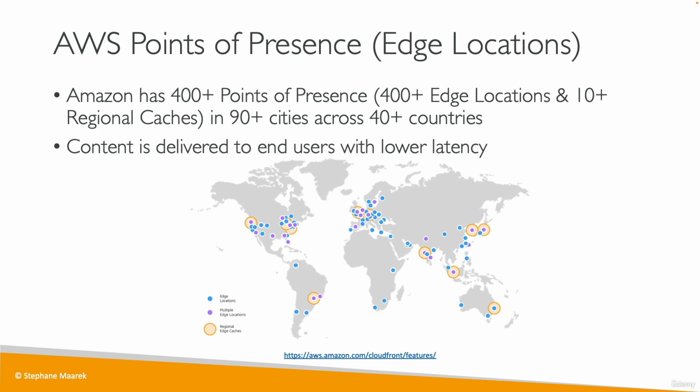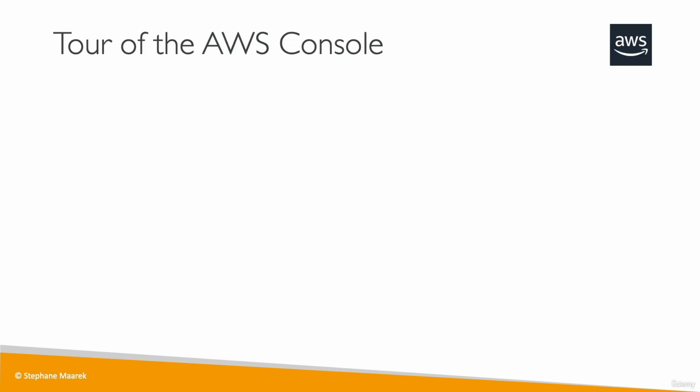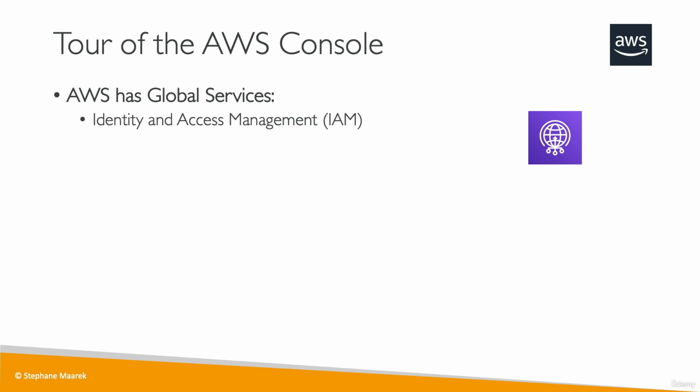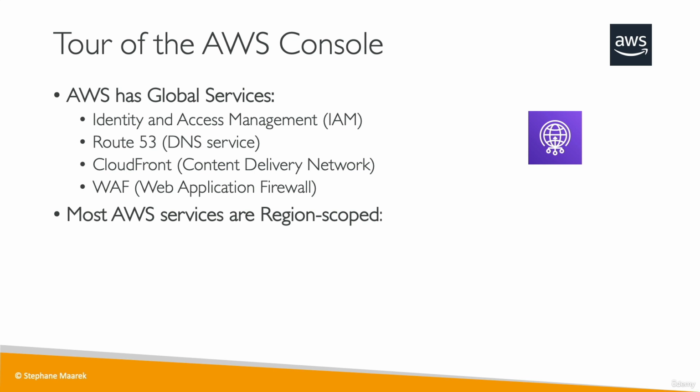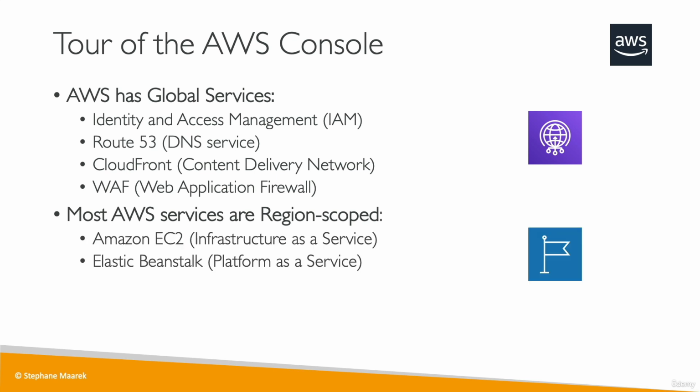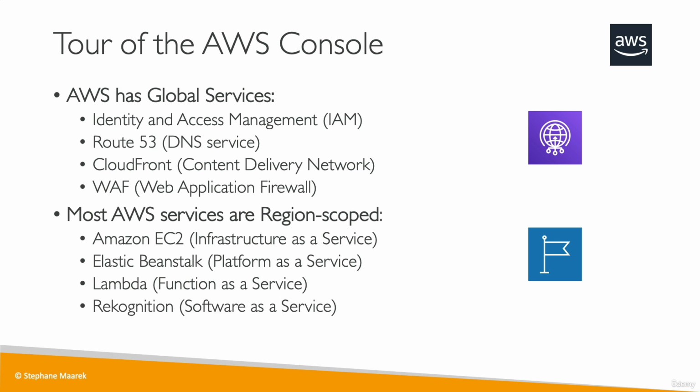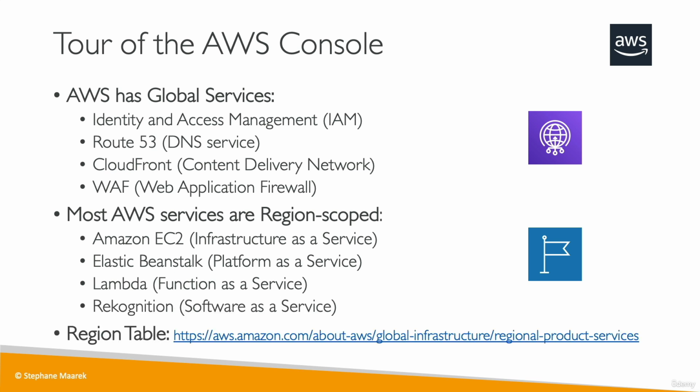So now, how about we just play around and do a tour of the console? We'll see that AWS has global services such as IAM, Route 53, CloudFront, and WAF, but we'll also see that most AWS services are going to be region scoped, such as Amazon EC2, Elastic Beanstalk, Lambda, and Rekognition. Finally, to know if a service is available in your region, there is a region table you should check out right here.